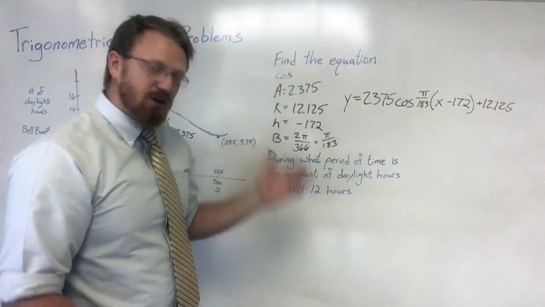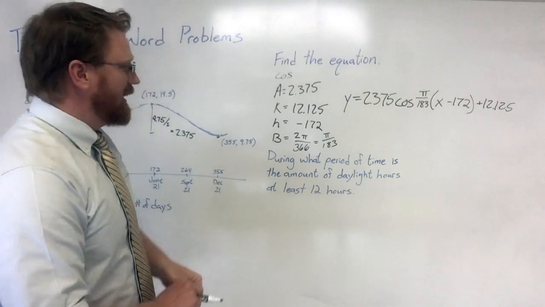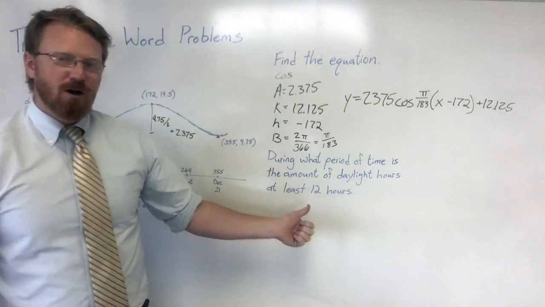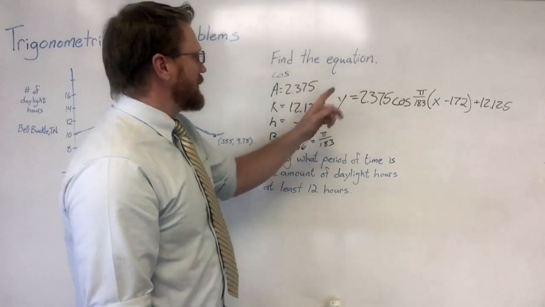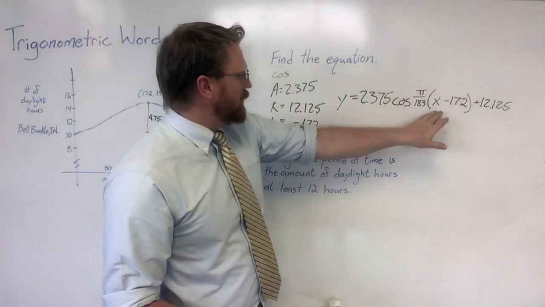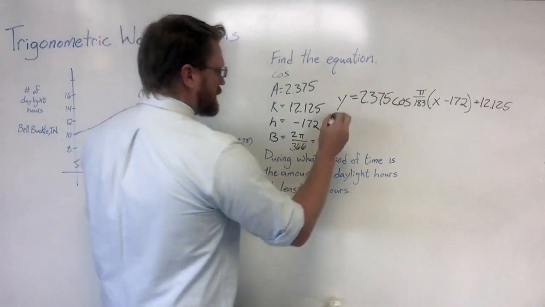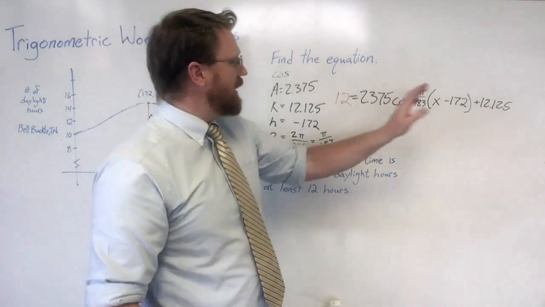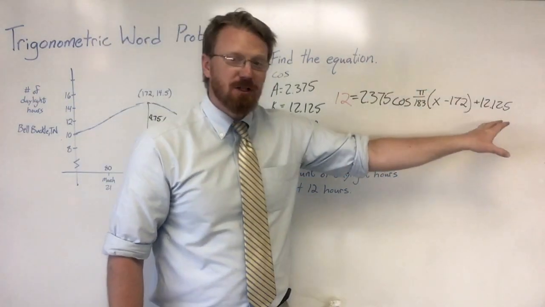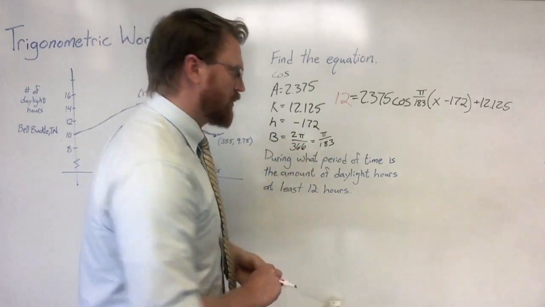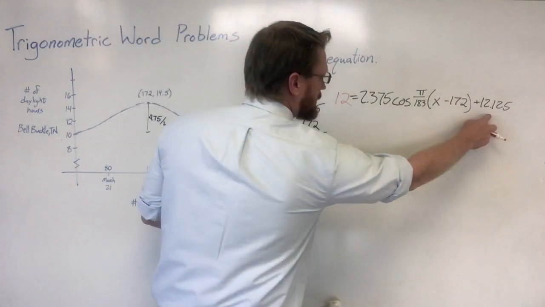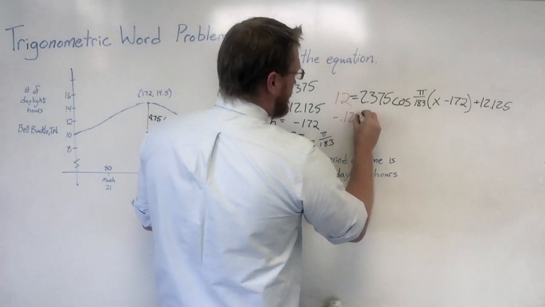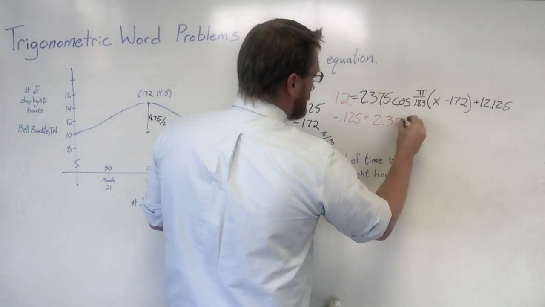And that allows me to answer other follow-up questions they might have, such as, during what period of time is the amount of daylight hours at least 12 hours? So here's the equation, complicated as it might be, between x and y. They're saying, when does y equal 12, what will x have to be? So x is over here buried in the equation, lots of things happening to it. We have to do them all in reverse PEMDAS order. So the first order of business is to get rid of this 12. That's going to kick this down to negative 0.125. The rest of the equation still remains.